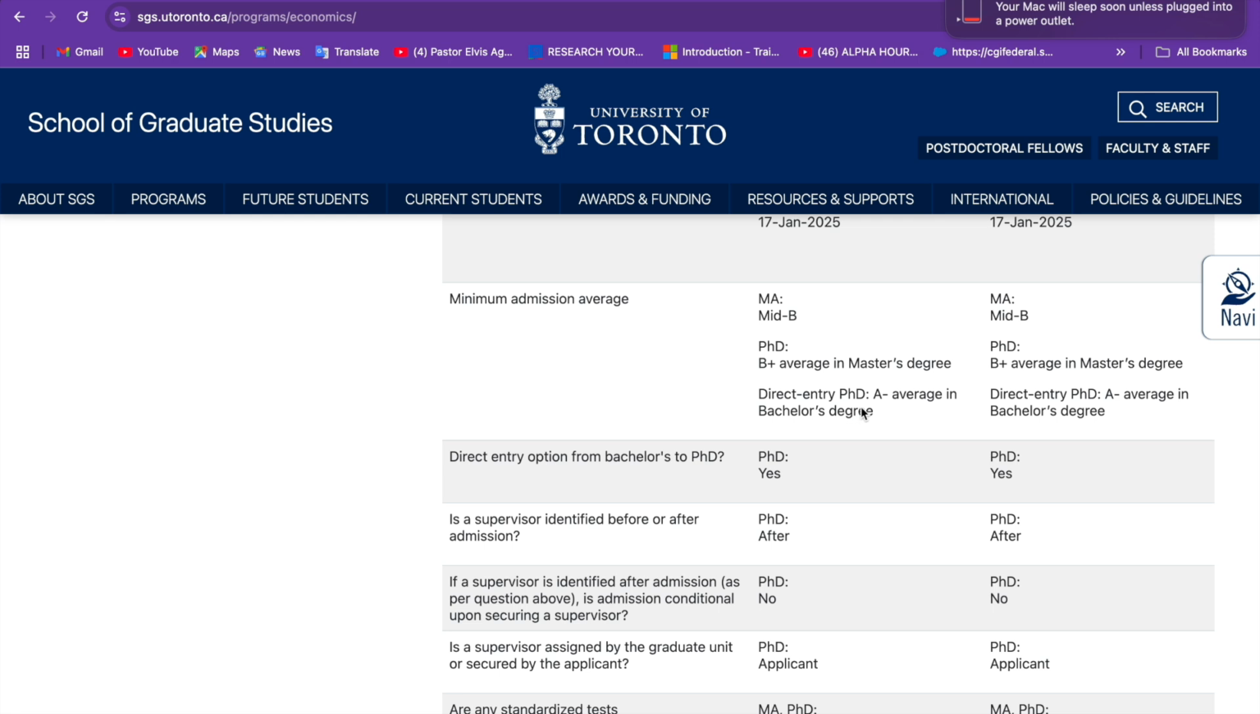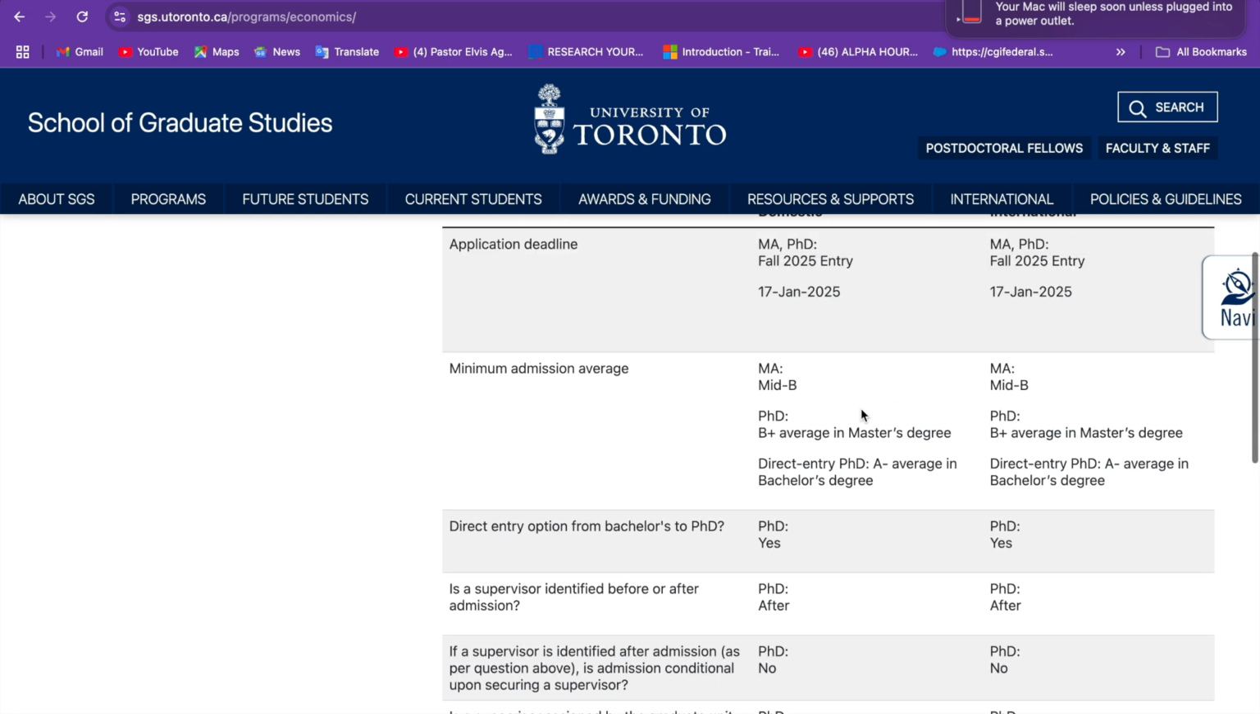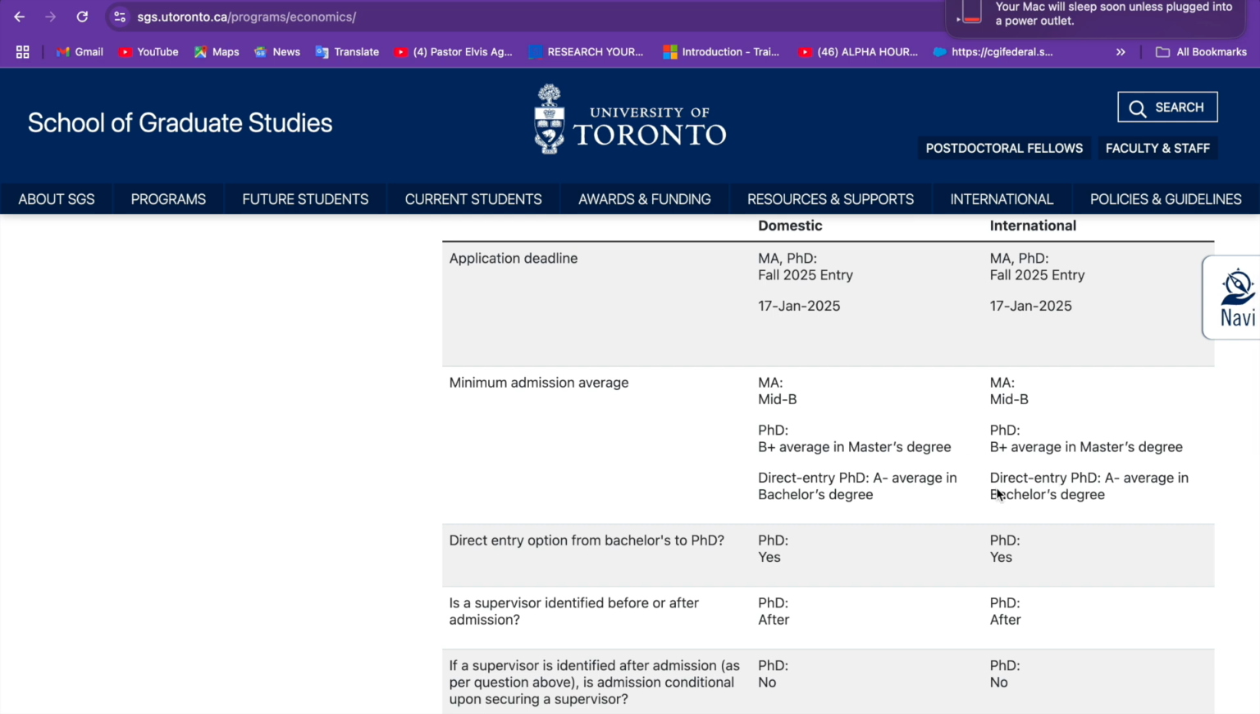Now there's something clearly here. Direct entry PhD. Direct entry PhD. Domestic and international, everybody has that. What that simply means is you don't need a master's to get a PhD in economics at the University of Toronto. All you need is a bachelor's degree. But remember, this is A-. So you need a very high GPA in your bachelor's, like 3.6, 3.7.